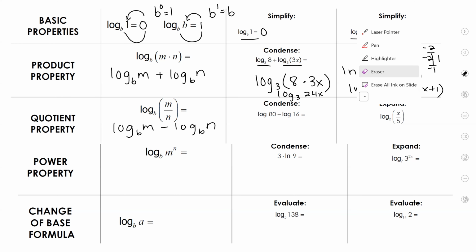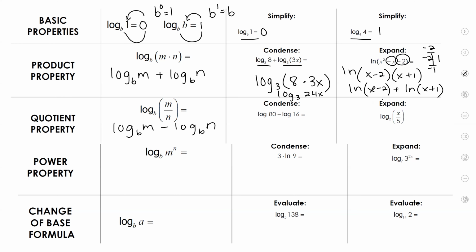Okay, so let's condense this into a single log. This would be log of 80 divided by 16, which is just log of 5, because 80 divided by 16 is 5. Now let's expand it. I'm going to make two different logs. Log base 2 of x minus log base 2 of 5.